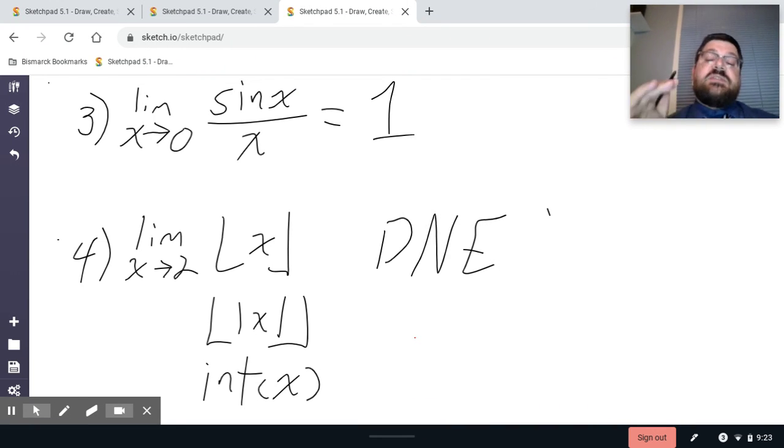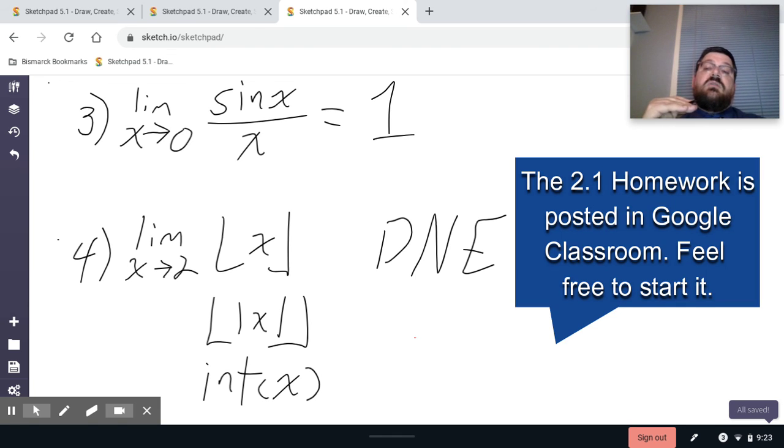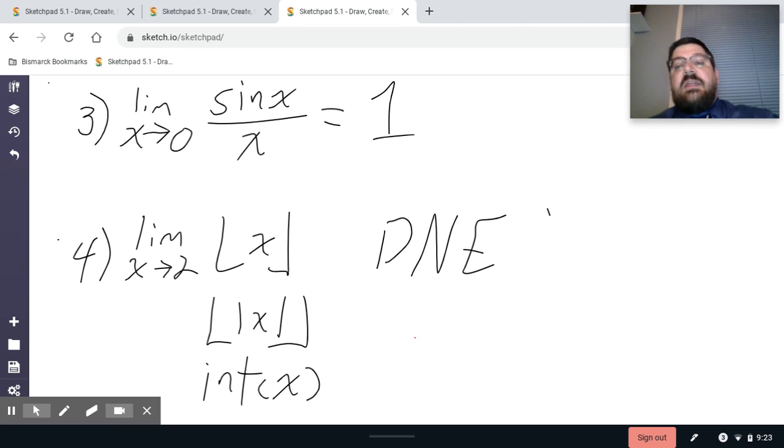So you have to check both sides of your table, above and below, in order to guarantee that the limit does in fact exist. All right, guys, that's our lesson for today.